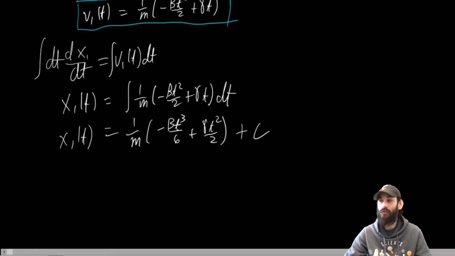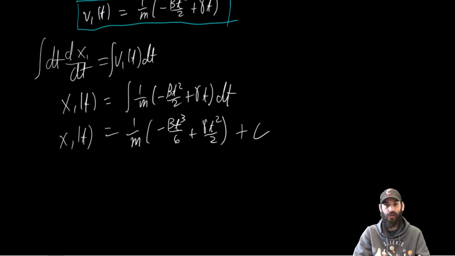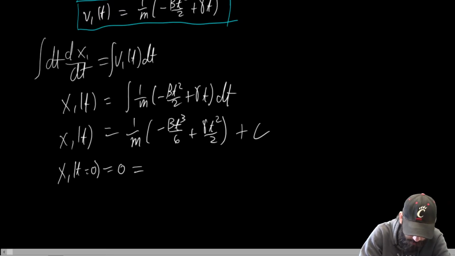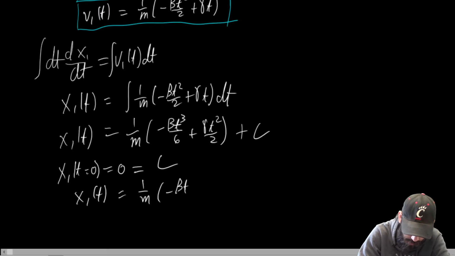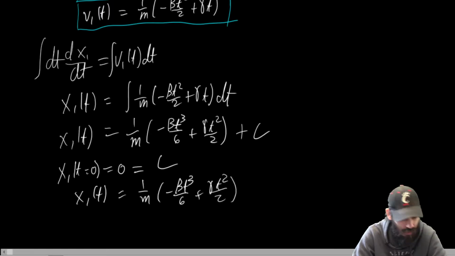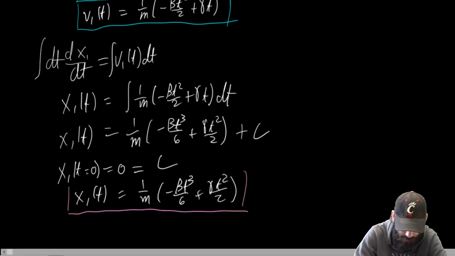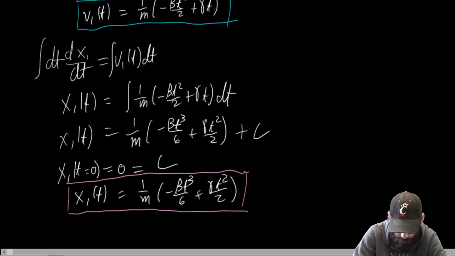And what we're going to do is choose our coordinate system such that the position is 0 at time t equal to 0. So that's to say that x1 of 0 is equal to 0, is equal to c. x1 of t is equal to 1 over m times minus beta t cubed over 6 plus gamma t squared over 2. And this is our position as a function of time for our first block.